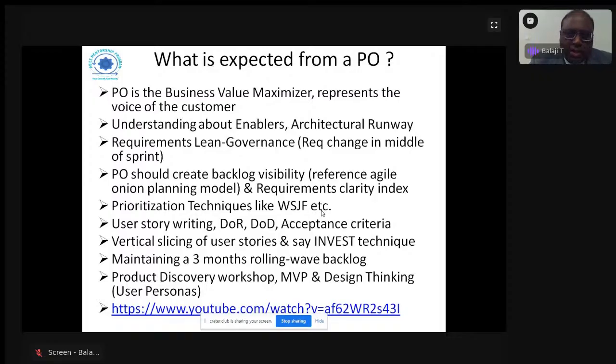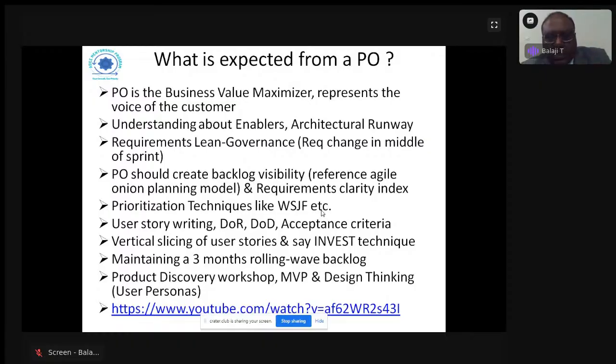coach to coach them. And product owner should create backlog visibility and also need to understand requirements clarity index, requirements volatility index, requirements sustainability index. Now the challenge is, if your agile coach doesn't know how to quantify requirements clarity, then how can that agile coach coach your product owner? You cannot give someone what you don't have, right? So it is a responsibility of the agile coach also to continuously learn.